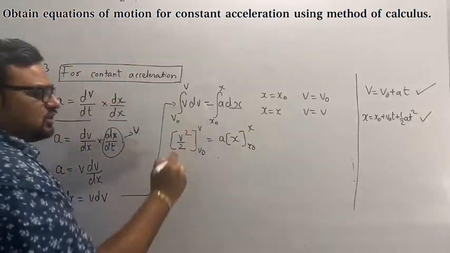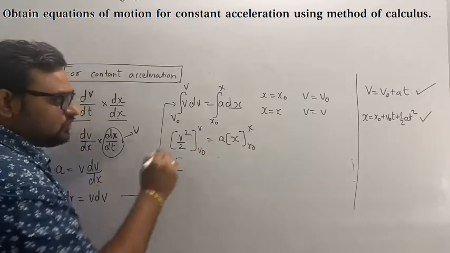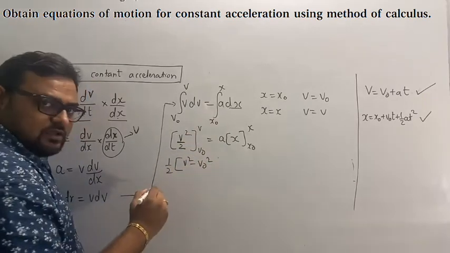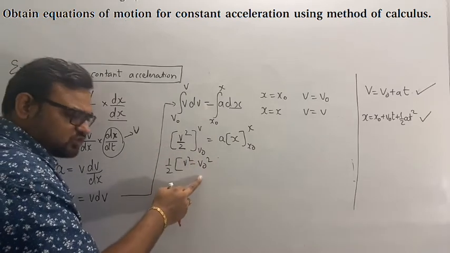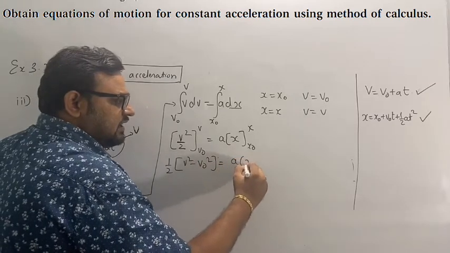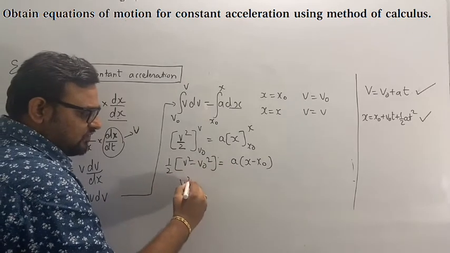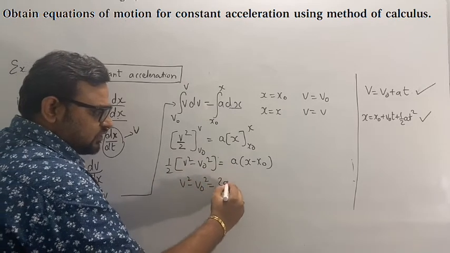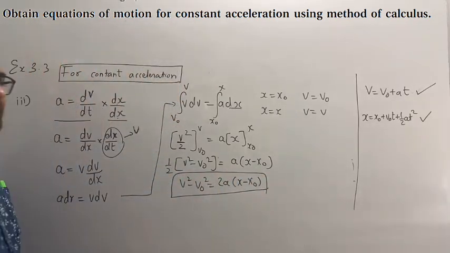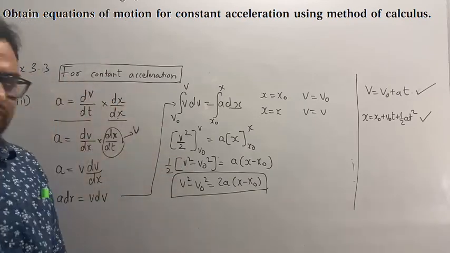Clear? So now let's put the upper limit. I will take this 1 by 2 outside. Okay. Now remaining is v square minus v0 square. I can also write v square by 2 minus v0 square by 2, so again 1 by 2 I can take common, equal to a into x minus x0. Let's take 2 on this side. v square minus v0 square equal to 2a into x minus x0. This is the third kinematic equation for motion with constant acceleration.